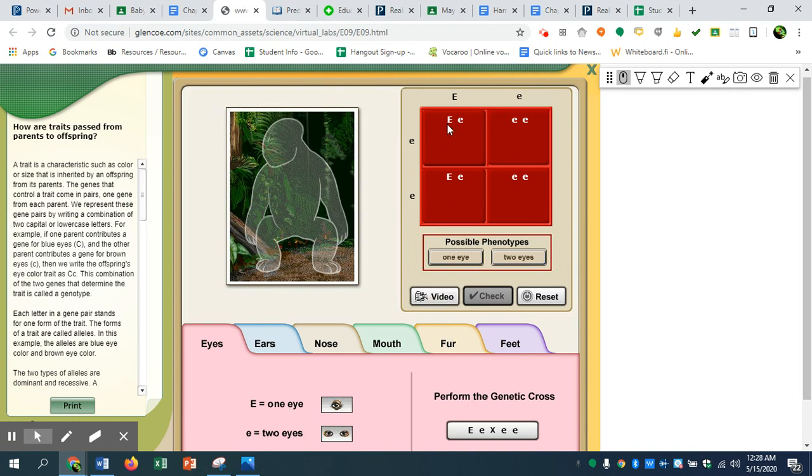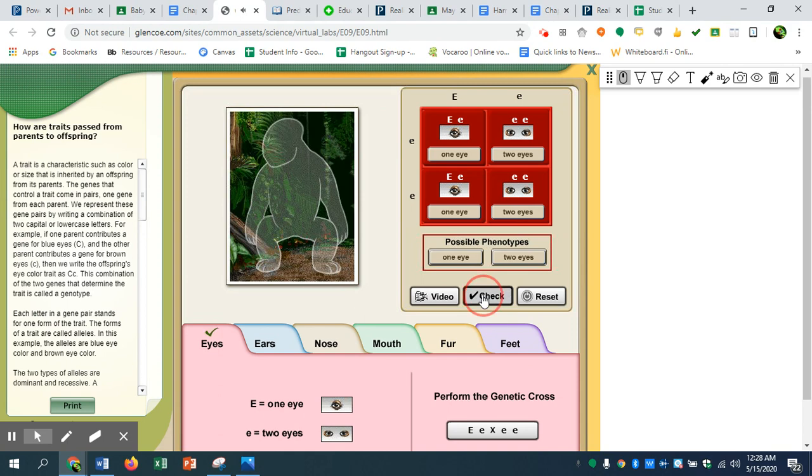So capital E, lowercase e. Here, capital E means that's a dominant. The dominant trait is to have one eye, and the recessive trait for this big creature is two eyes. So what's capital E, lowercase e? That has to be one eye, because the dominant trait is always seen over the recessive. Now we have lowercase e, lowercase e. So that's two eyes.